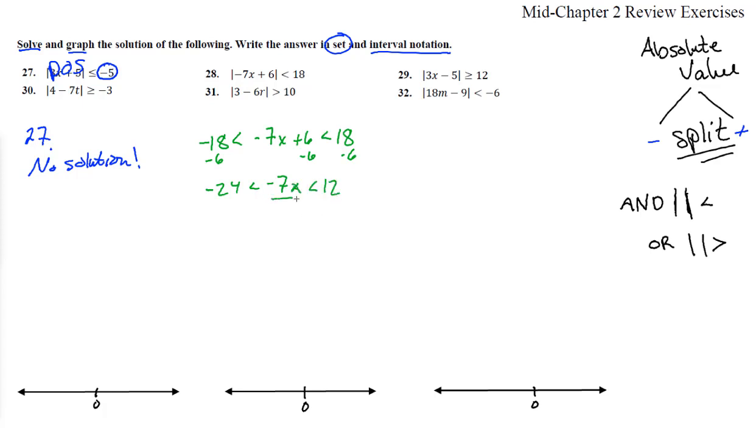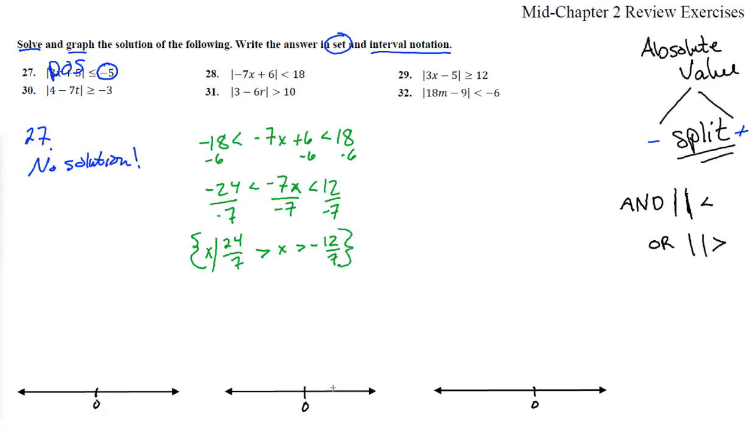Divide by the negative 7, and what happens when we divide by a negative number? The inequalities must switch directions. So this is 24/7 greater than x greater than negative 12/7. If we don't switch the signs because of that negative sign, we will have negative 12/7 bigger than 24/7, which doesn't make any sense at all. So put the little special x such that with the braces here, and we have set notation.